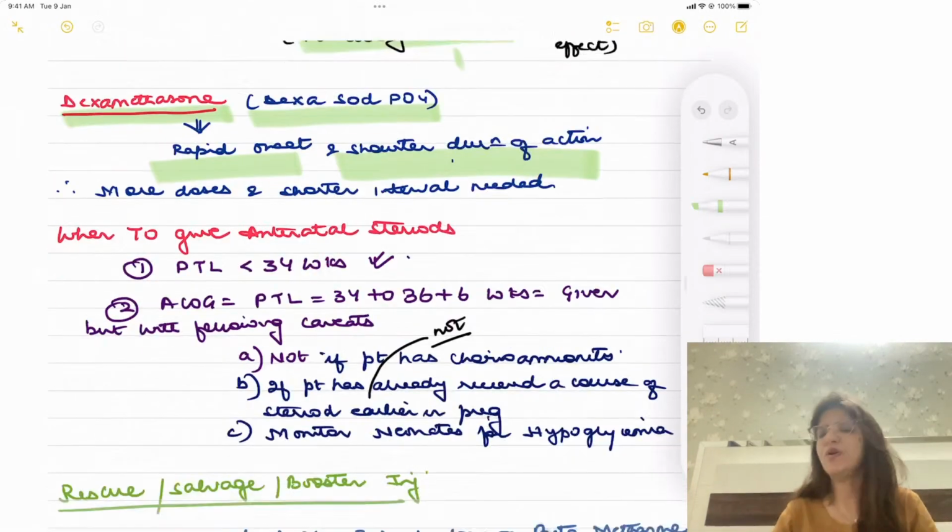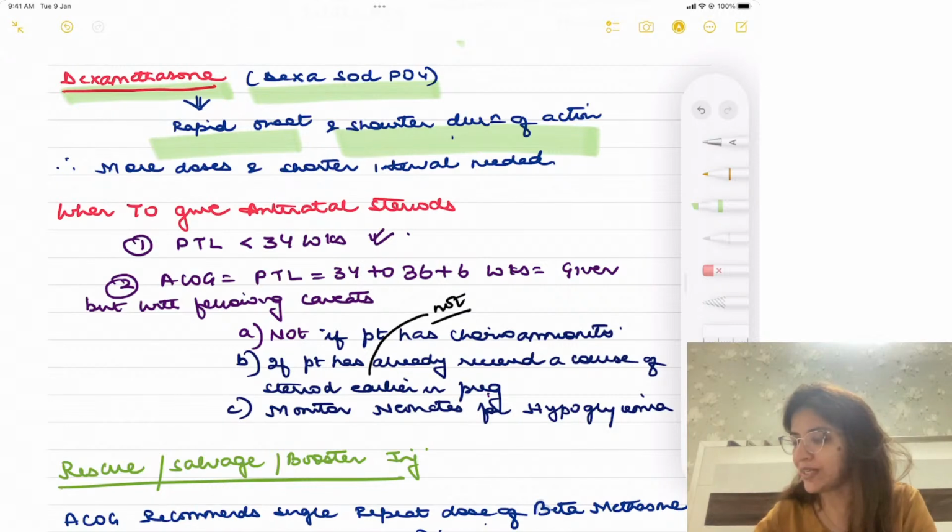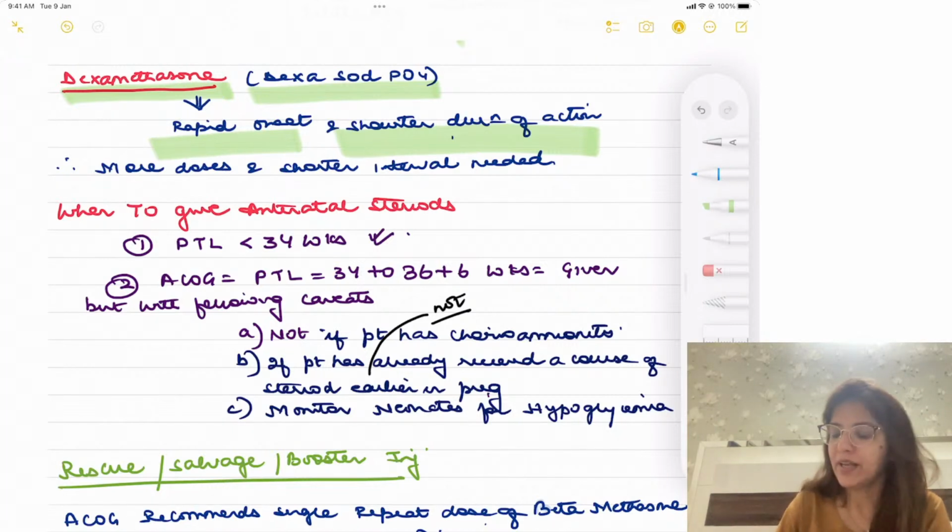Right? Now, what are the conditions when you have to give corticosteroid? What are the conditions where corticosteroid have to be given? So, number one, corticosteroid has to be given in preterm labor at less than 34 weeks.